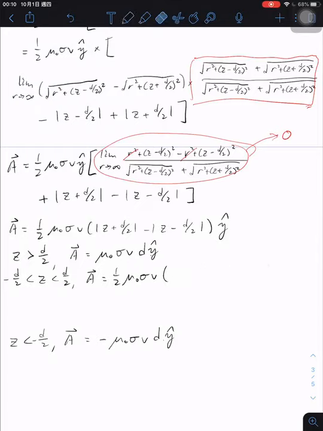Swap the 2 terms. Sorry, for the first term it should be positive because z is always greater than minus d over 2. So for the first term, inside the absolute sign is always positive, so this term remains the same. But for the last term, we have to change the sign because the term inside the absolute sign is always negative. So the d over 2 cancel out, and now we have mu naught sigma v z.